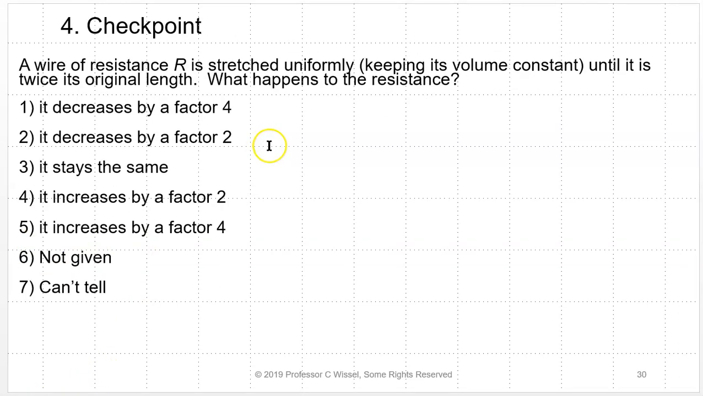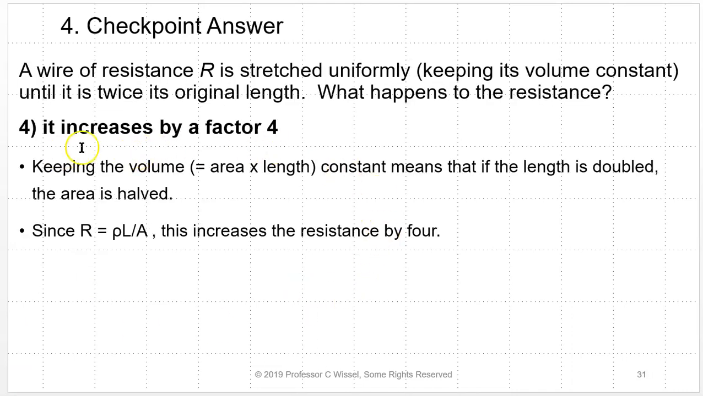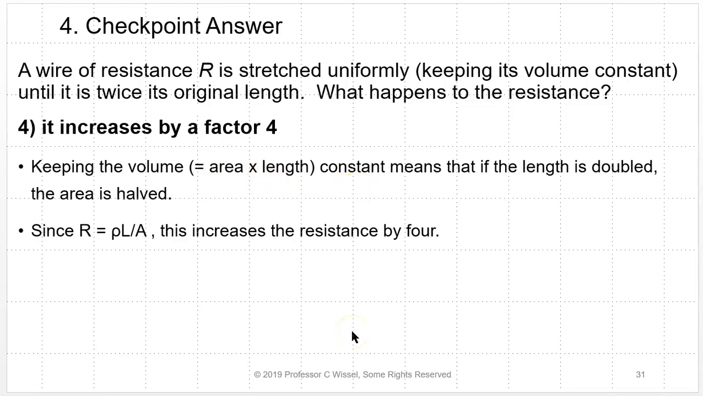Okay, a wire of resistance R is stretched uniformly, keeping its volume constant, until it is twice its original length. What happens to the resistance? Okay, so what's going to happen is it's going to increase by a factor of 4. If you keep the volume, which is the area times the length, constant, if the length is doubled, the area is halved. Since R equals rho L over A, this increases the resistance by a factor of 4.